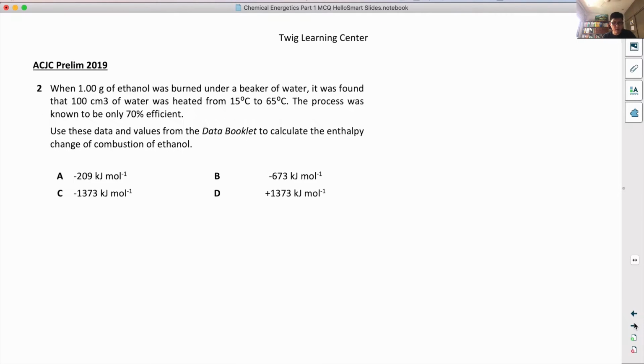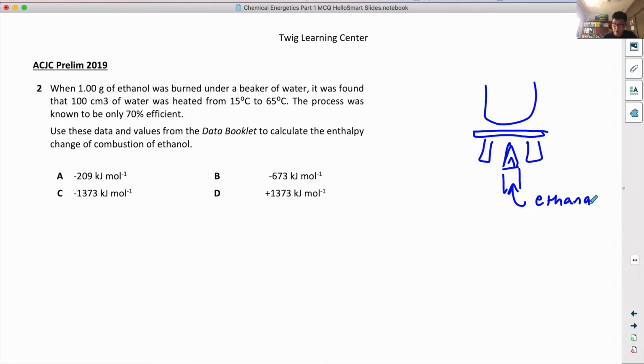When 1 gram of ethanol was burned under a beaker of water, it was found that 100 cm³ of water was heated. So this is what it looks like. Imagine you have a fuel, which is ethanol. Ethanol is the fuel, and inside here there's water. The heat has been transferred from burning the fuel, the enthalpy of combustion, to the water. So we're going to find out the heat absorbed by the water, which is Q, where Q equals mc change in T.